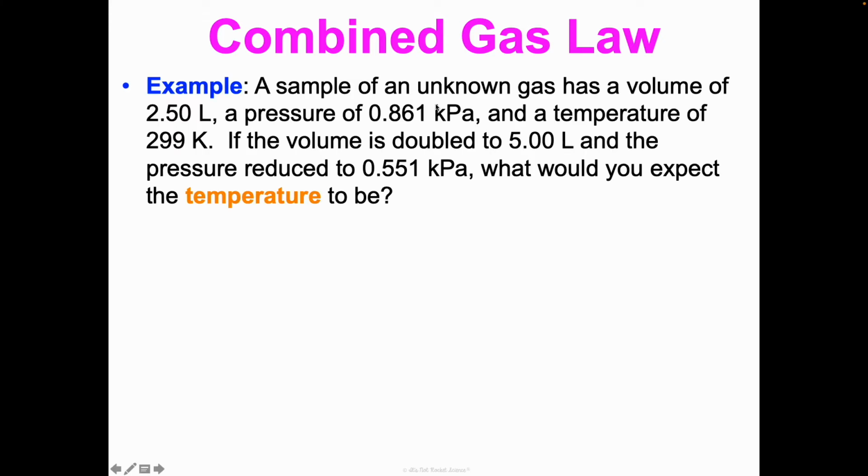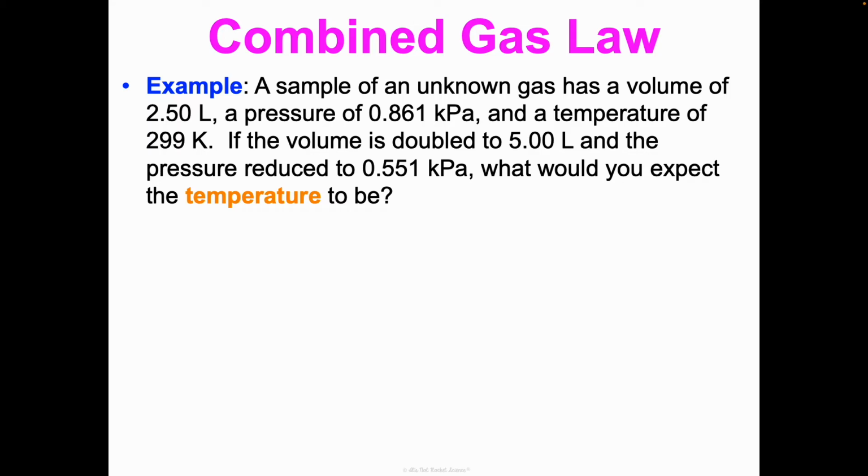Okay, so let's do a little practice problem with this. First, we read: a sample of an unknown gas has a volume of 2.50 liters, a pressure of 0.861 kilopascals, and a temperature of 299 Kelvin. If the volume is doubled to 5.00 liters and the pressure is reduced to 0.551 kilopascals, what would you expect the temperature to be? Okay, a lot of words, but let's just analyze and see what we know and what we don't know.